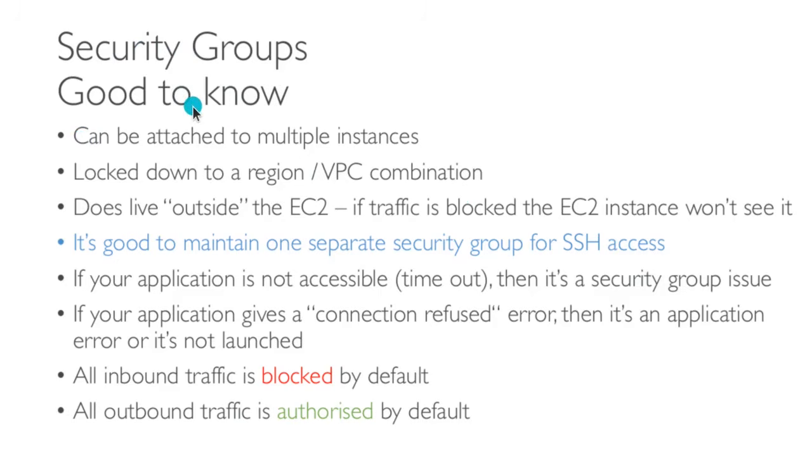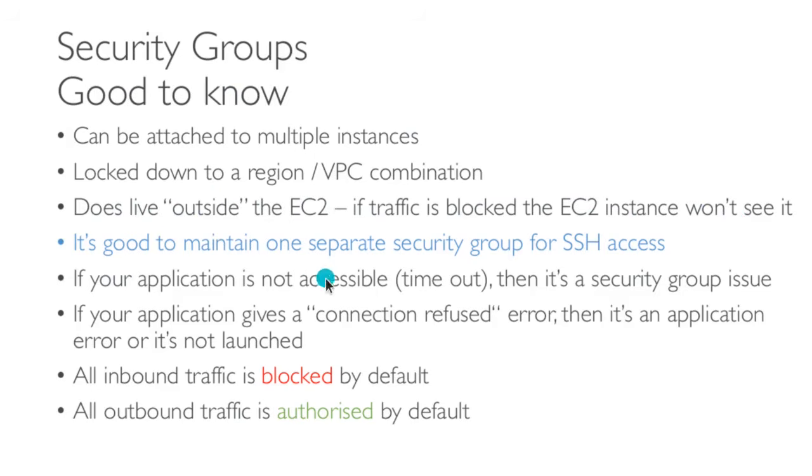You can attach a single security group to multiple instances, and security groups are bound to a region or VPC. You can have a security group only within the region or within the VPC, and it lives outside the EC2. If the traffic is blocked, the EC2 instance won't see it. So EC2 does not know about the security group, but you can still attach rules on the security group for EC2.